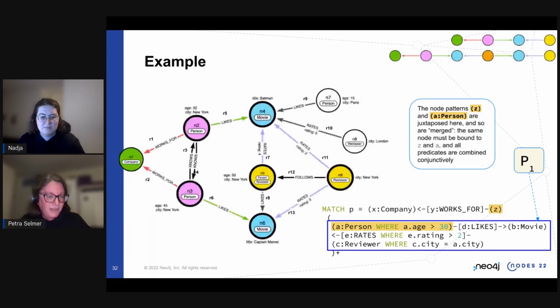Let's move on. Now we come to looking inside our quantified path pattern, and we have the first iteration of that path pattern, i.e. P1. A couple of things are going on here. Node patterns Z and A are juxtaposed here. Remember, this is the merging operation. So as explained earlier, the same node must be bound to both Z and A, and all predicates are combined conjunctively. What's matched here corresponds to this motif up at the top: a fixed portion plus one expansion of the path pattern P.